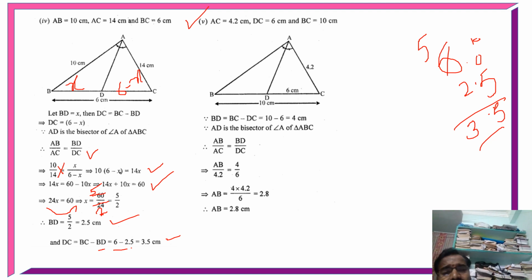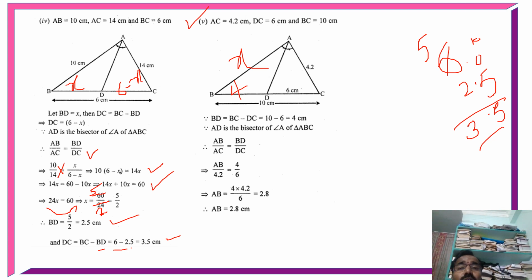AC, DC, BC are given. We know AD is bisecting angle A equally, so it divides the third side in the ratio of the remaining two sides AB and AC. AB by AC equals BD by DC. As we know, BC is 10, DC is 6, so BD becomes 4. Let us take AC as X.